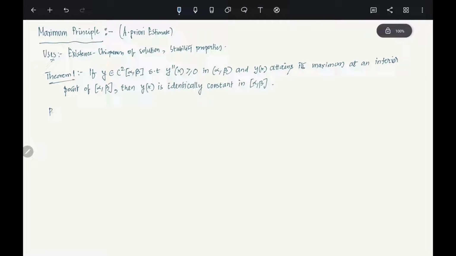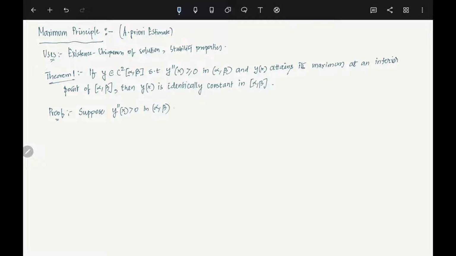Proof. First of all, we will assume that y double prime of x is not greater than or equal to 0 but strictly positive in (alpha, beta). For now let's just assume that. So suppose y double prime of x is strictly positive in (alpha, beta). You see why we can deduce something like this.